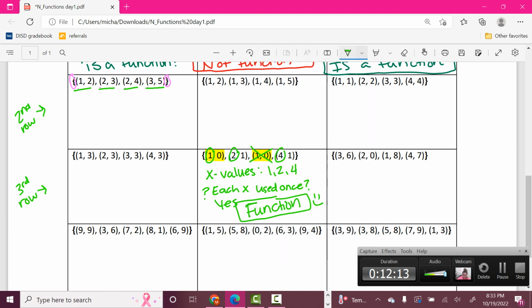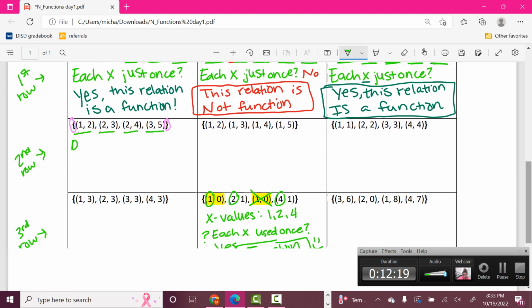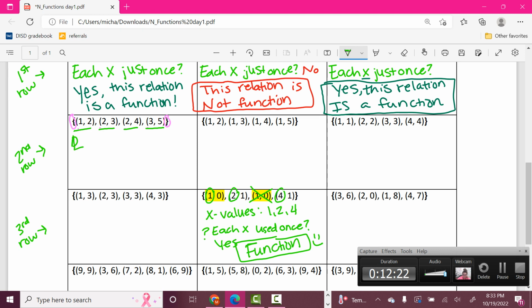And now I'm going to ask myself, does each x happen just once? Each x. That's going to be sloppy. Each x happens just once.